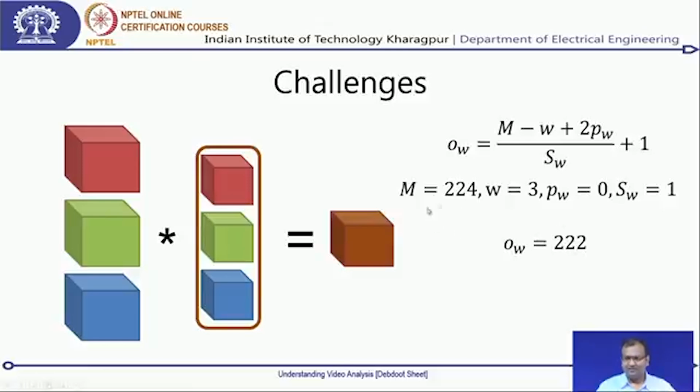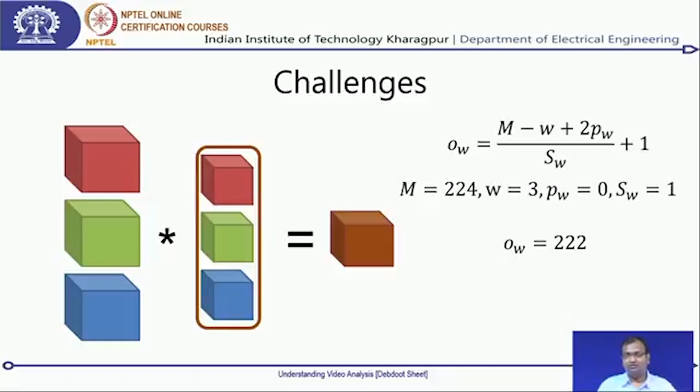222. That is pretty simple. So, I have 224 minus 3 plus 0 divided by 1. So, that is 221 plus 1, which makes it 222. So, that is my output width over here. So, my output width is directly related. Now, that is straightforward. However, I have my time dimension.